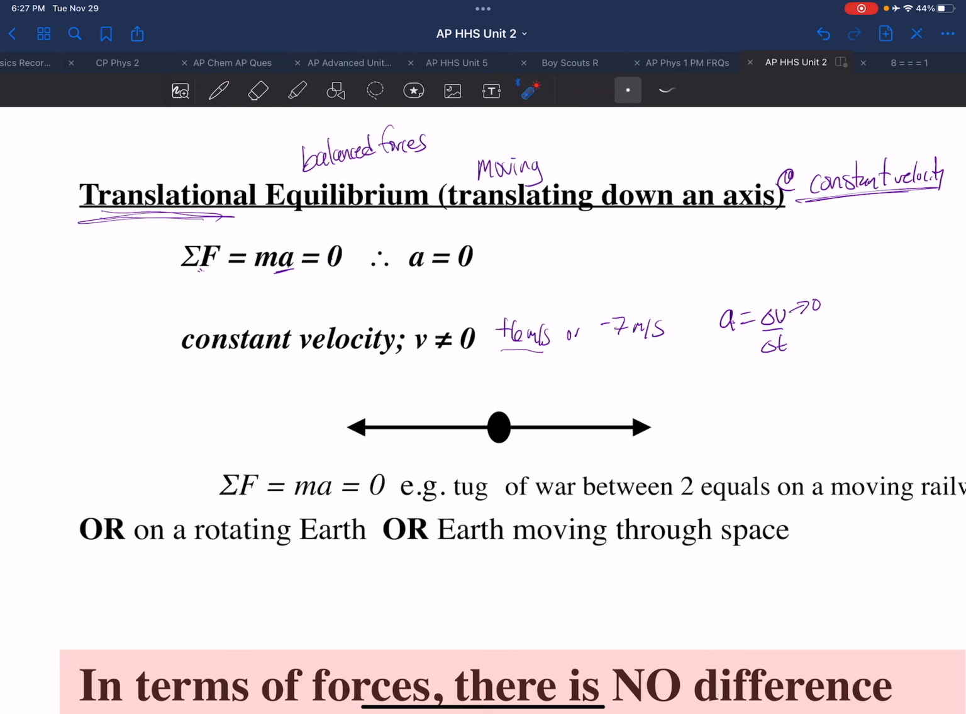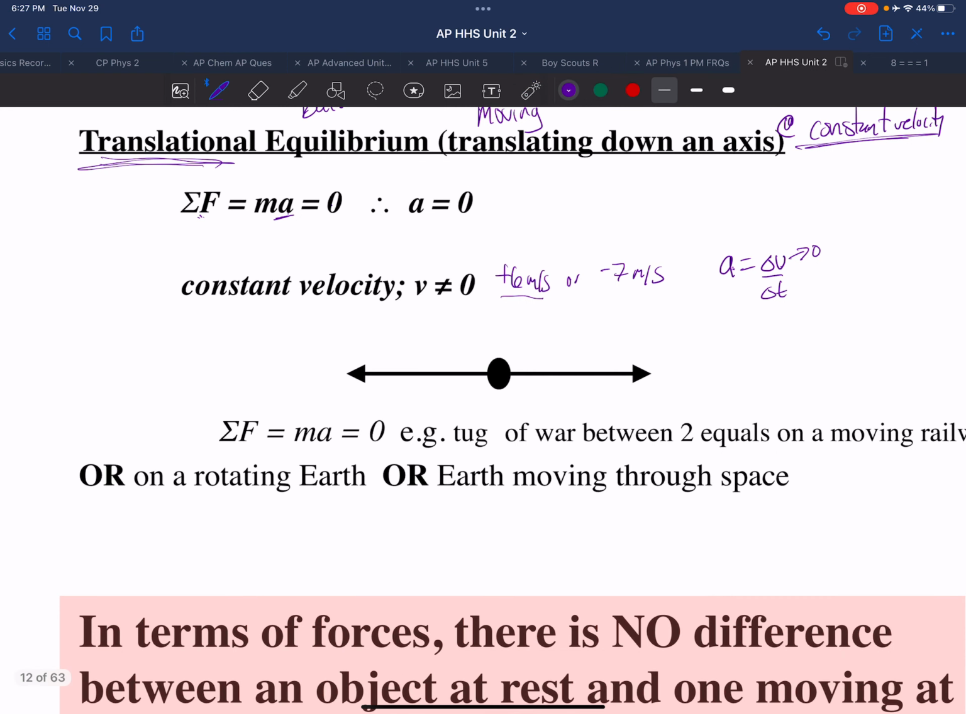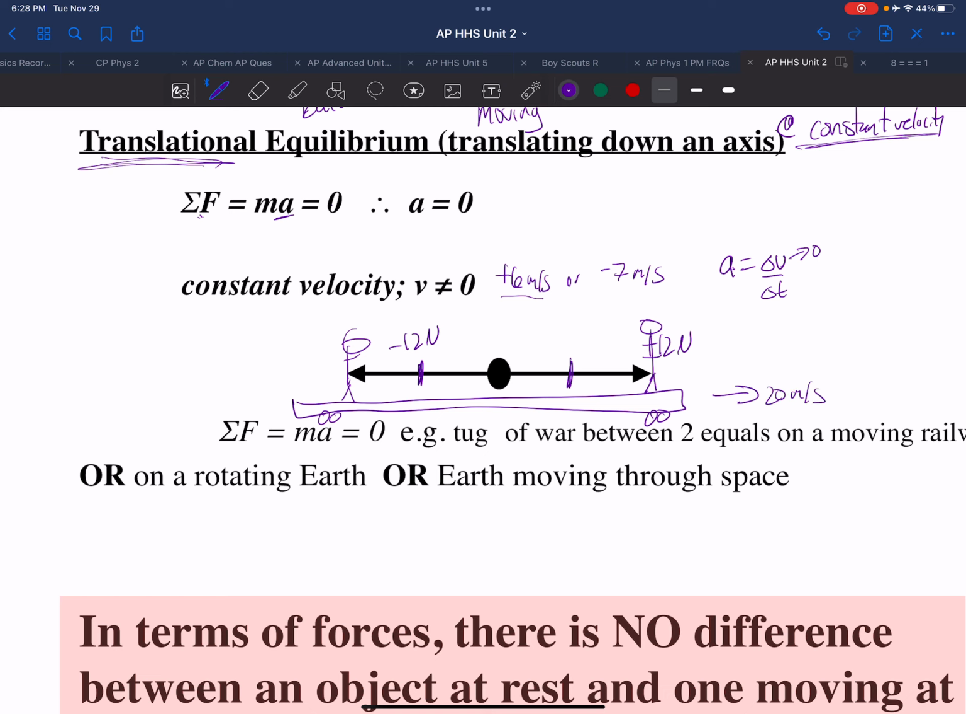If the sum of the forces is 0, then the acceleration must be 0. The opposite is true. If the acceleration is 0, then the sum of the forces must be 0. So here we have a case. Let's say this is plus 12 newtons and this is minus 12 newtons. And we have a tug of war going on. But what I forgot to tell you is this is all on a railway car moving down a railway track at 20 meters per second.